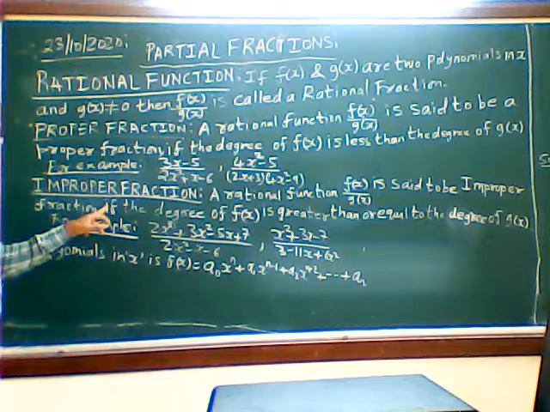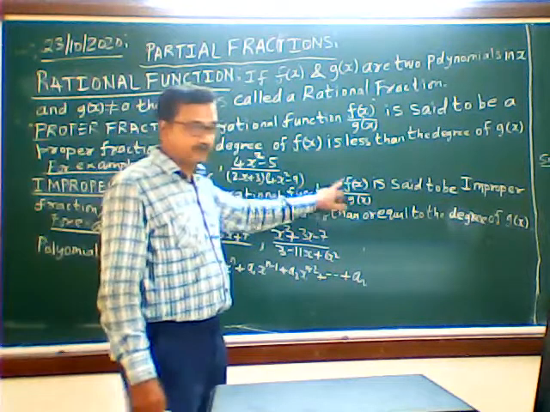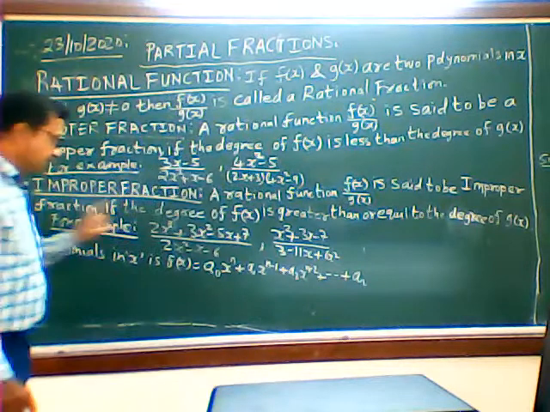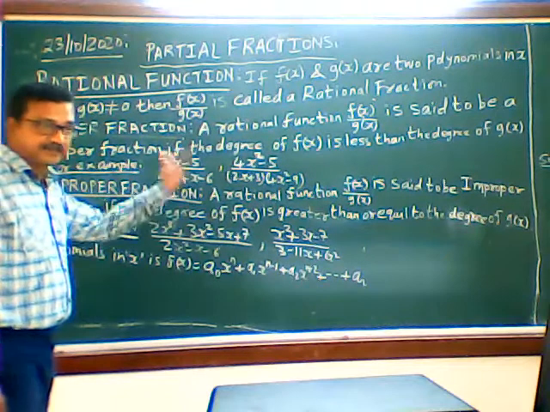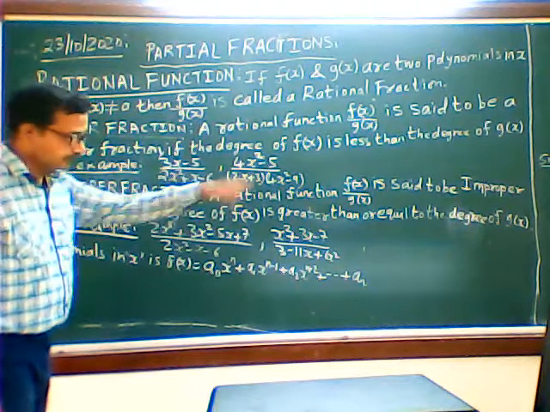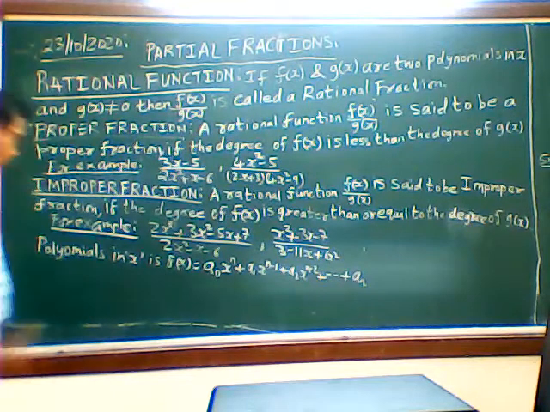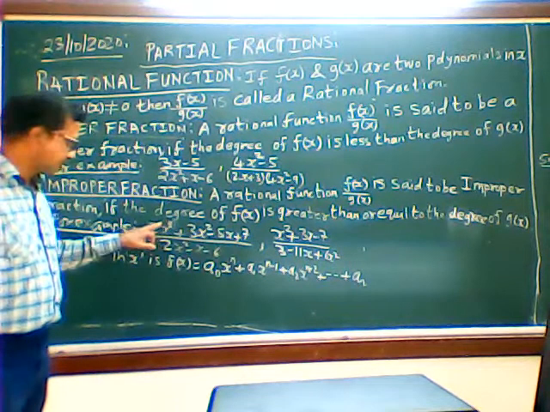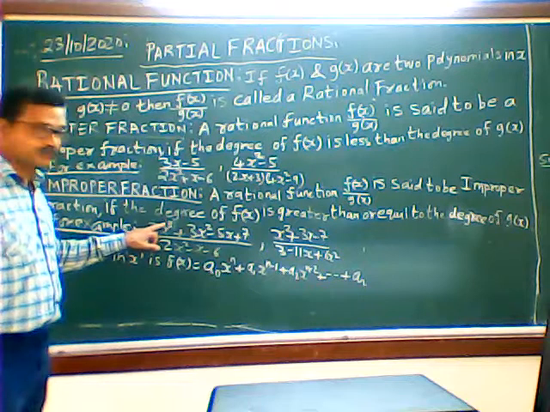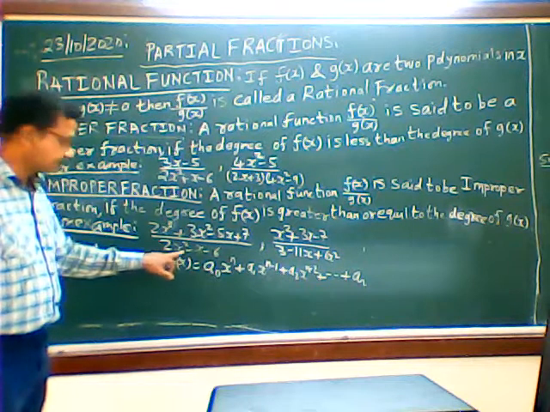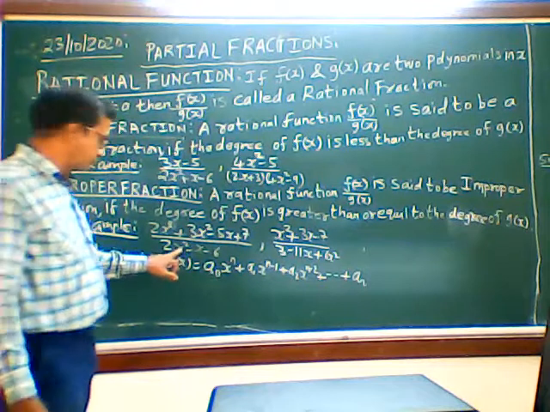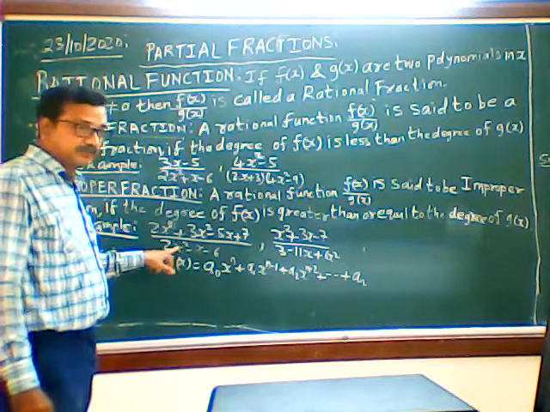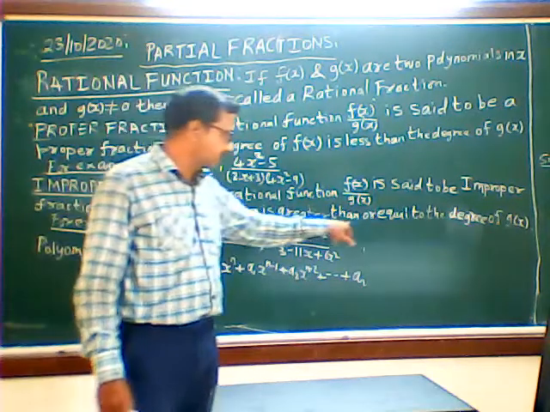Next comes improper fraction. A rational function f of x divided by g of x is said to be an improper fraction if the degree of f of x is greater than or equal to the degree of g of x. For example, 2x cube plus 3x square minus 5x plus 7. Here the degree of f of x is 3, 2x cube. And in the denominator, g of x, 2x square minus x minus 6, the degree is 2. Naturally 3 is greater than 2. That is what it is saying here: f of x greater than or equal to.